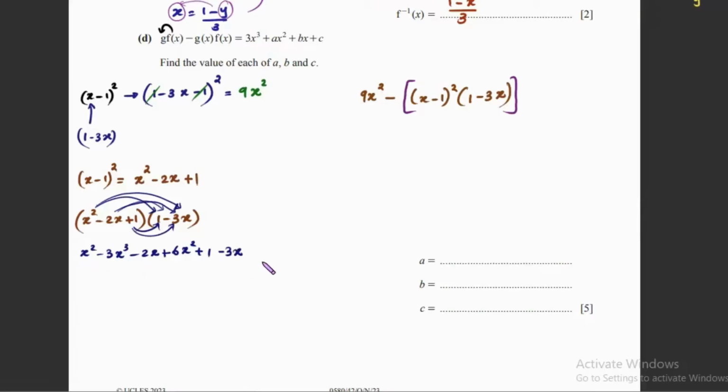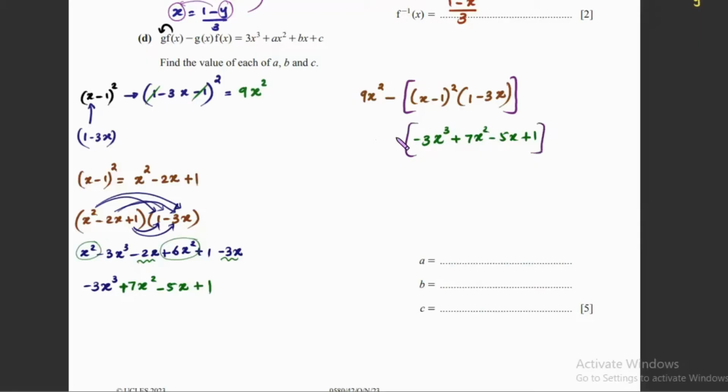I need to combine all the like terms. So I have minus 3x cubed. So I'm going to write it here. Then I have plus 6x squared and x squared, which is the same as 7x squared. Then I have minus 2x and minus 3x, which is the same as minus 5x. And I have this plus 1. I'm going to write this instead of the two terms that we have inside the square brackets. So I have minus 3x cubed plus 7x squared minus 5x plus 1. So this is inside the square brackets.